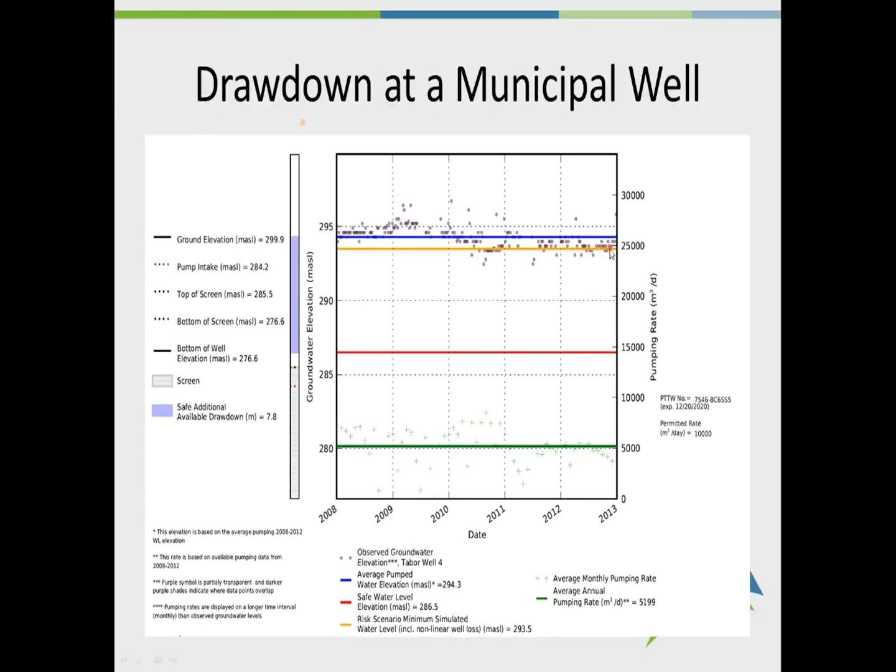So what we're interested in looking at in this figure is, under all those scenarios, does that orange line drop close to or below the red line, or the safe water level? And if it did, then we could say there was a risk of a water quantity issue at that well. In this particular well, we still have about 8 meters of safe additional drawdown. So there's not a water quantity issue at this well based on our modeling analysis.